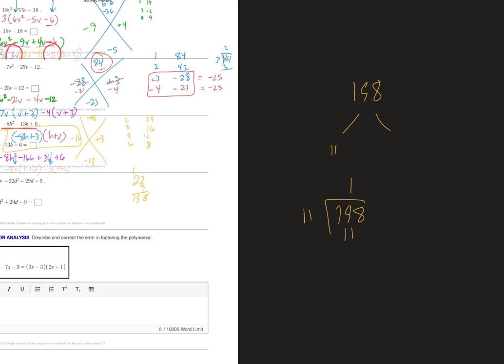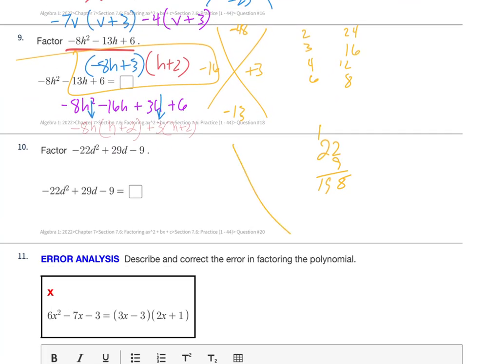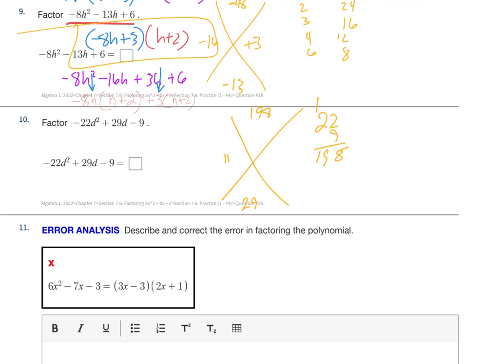Well, maybe I did the math already, right? So it's 11 and 18. 11 and 18 will give us 29. So here we go. Let's write our little thingamabob here. We got 198 and we got 29 and we got 11 and 18. Why would it be 28, right? Okay.